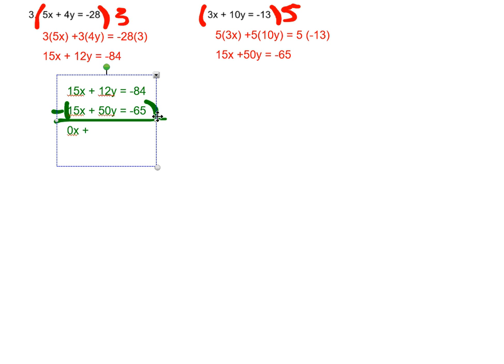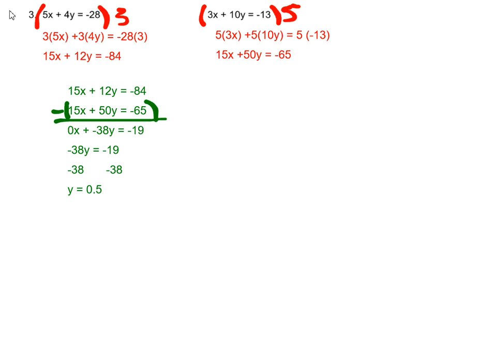plus 12 minus 50y is going to give me negative 38y, and negative 84 minus negative 65 is going to give me minus 19. So I now have negative 38y is equal to negative 19. I'm going to divide both sides by negative 38, and I'm going to wind up with y is equal to 0.5. So I can take that 0.5 and I'm going to sub it into my original equations.